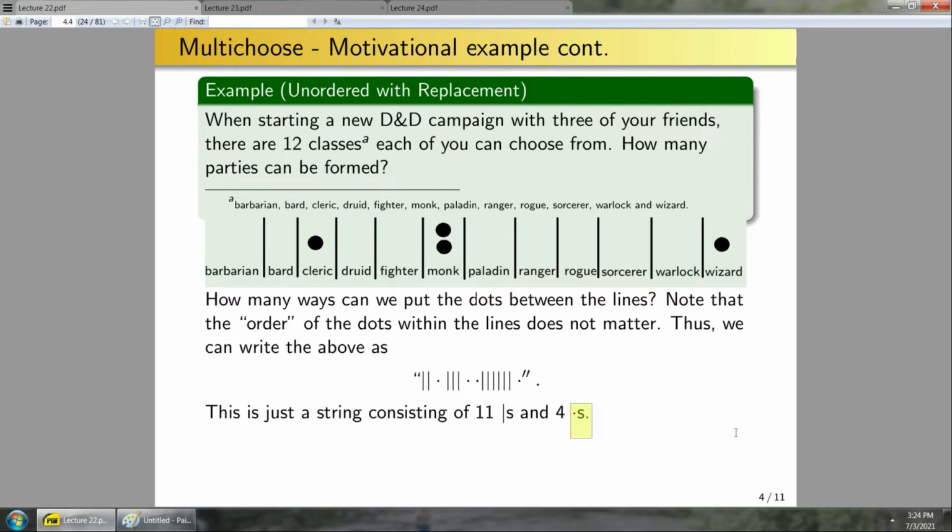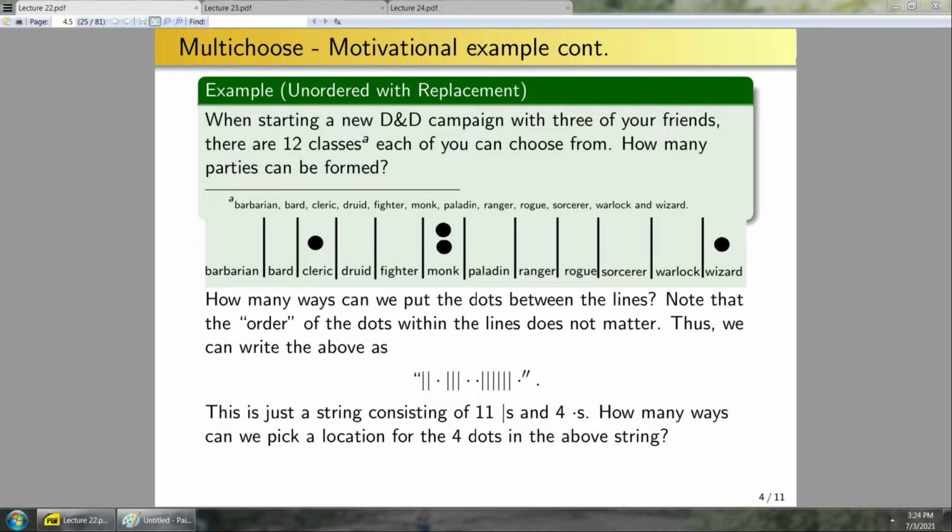So now I can ask a combinatorics question. How many ways can I pick a location for the 4 dots in the above string? And notice that this question is equivalent to the top question here. So if I can compute the number of ways that I can pick a location for the 4 dots in this string, then I know the answer to the number of parties that can be formed with 4 players and 12 classes.